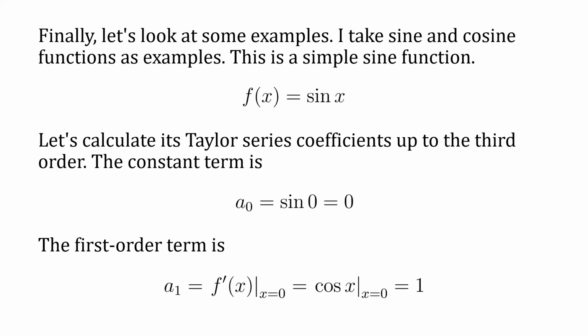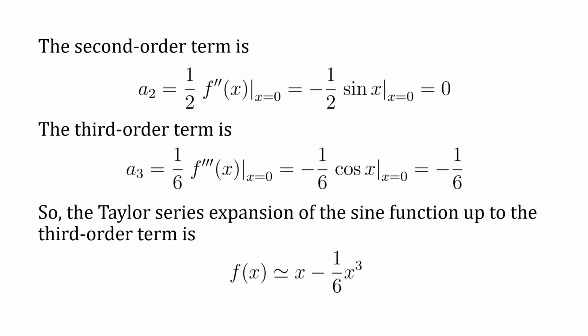The constant term is a0 equals sine 0 equals 0. The first order term is a1 is equal to f dash of x at x equals 0, which is equal to cosine x at x equals 0, which is equal to 1. The second order term is a2 is equal to 1 over 2 f2 dash of x at x equals 0, which is equal to negative 1 over 2 sine x at x equals 0, which is equal to 0.